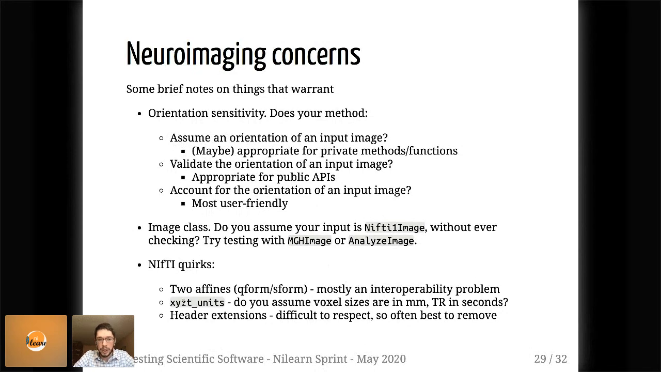Nifties can also encode units. So for instance, I can say that my TRs are in microseconds and my voxels are in meters. So you might want to use some tests to check whether you're handling those cases correctly. And also there's header extensions. These tend to be software specific, difficult to respect. So one thing if you're modifying the image substantially is to remove header extensions.